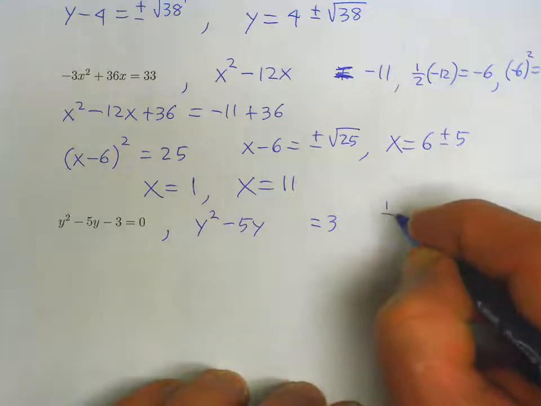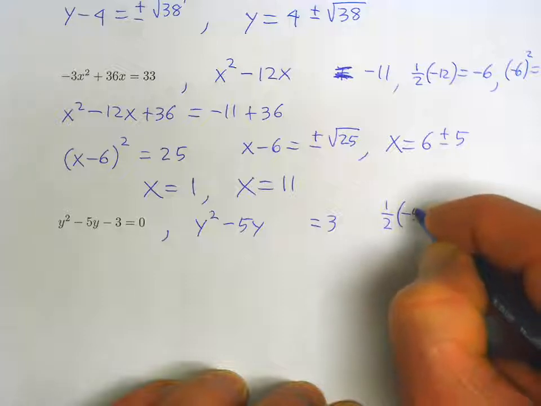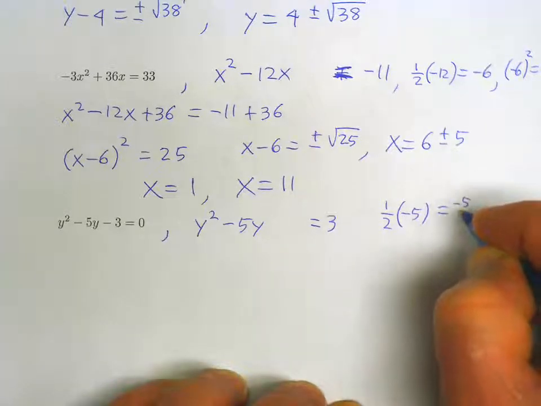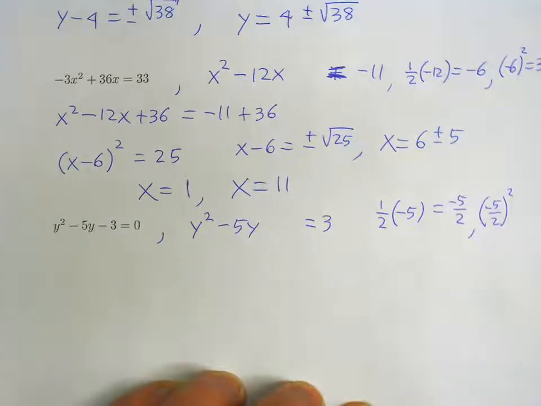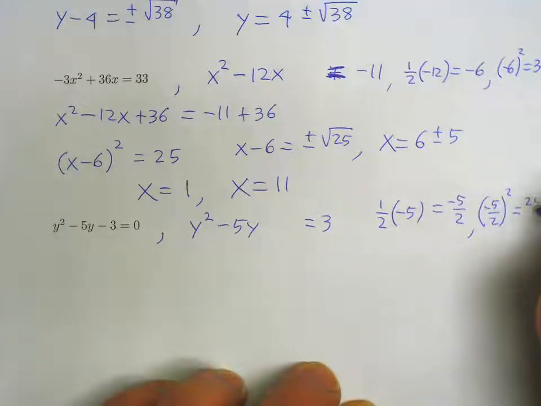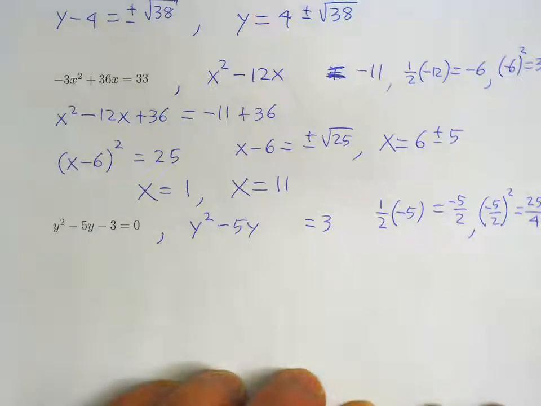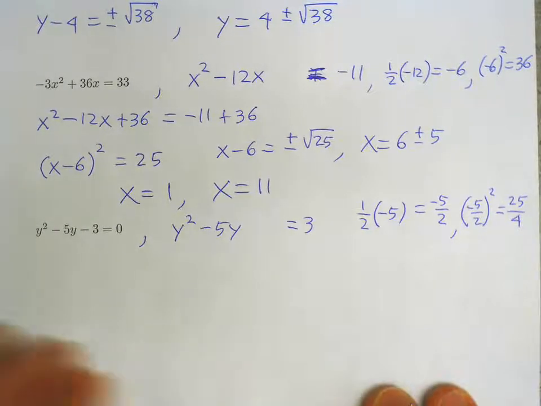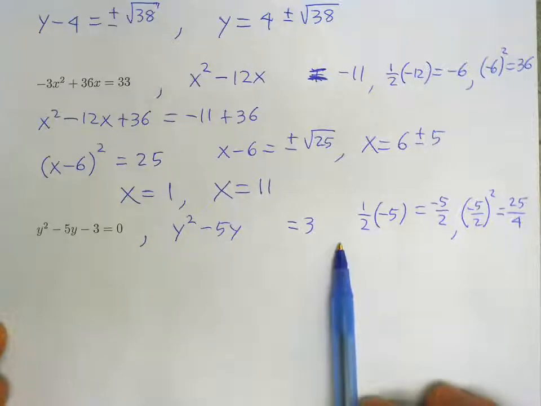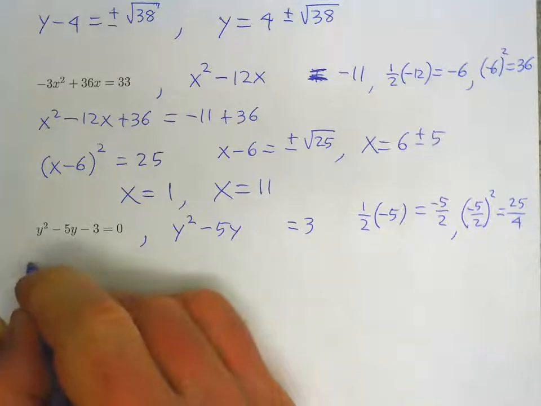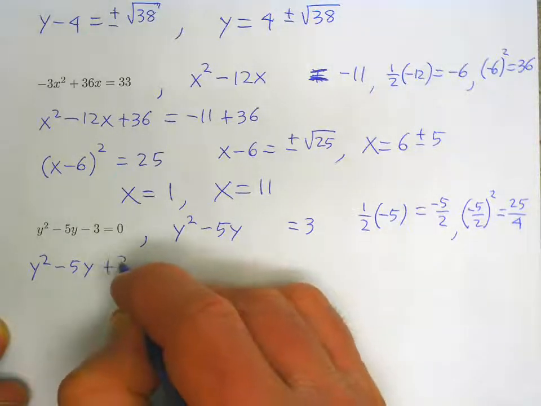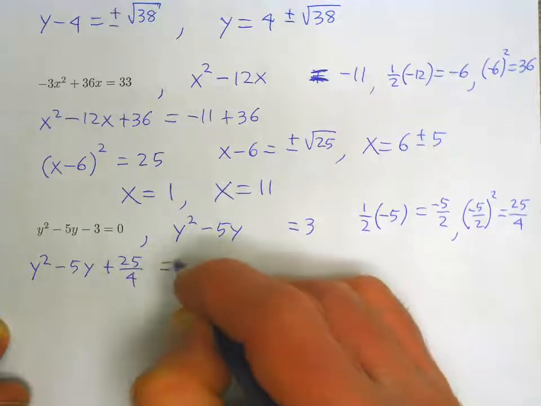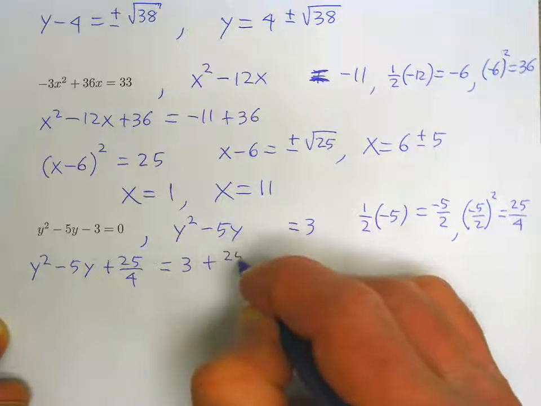We find 1/2 of the coefficient of y. 1/2 of negative 5 is negative 5/2. And then you square negative 5/2, and when you square negative 5/2, you get positive 25/4. Okay, so we're going to add 25/4 to both sides of this equation. And we'll get y to the second minus 5y plus 25/4 equals 3 plus 25/4.